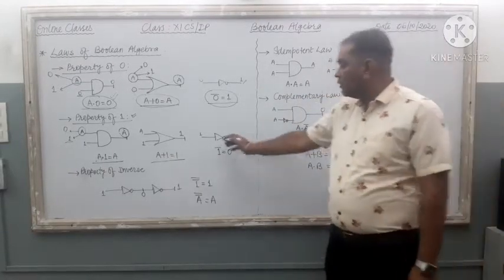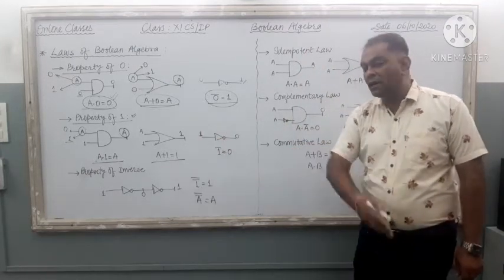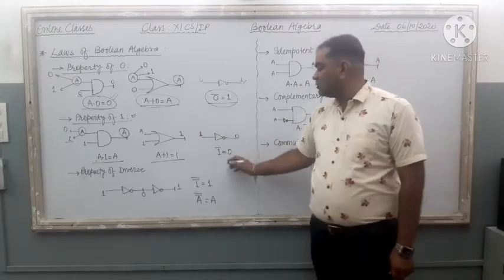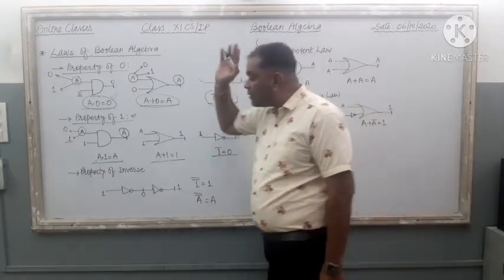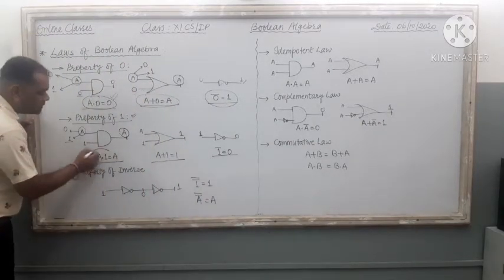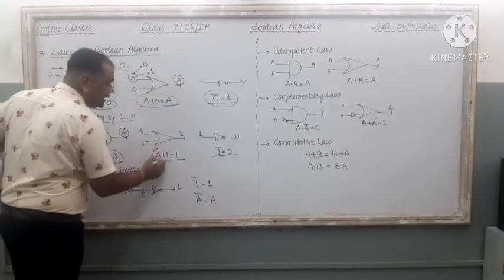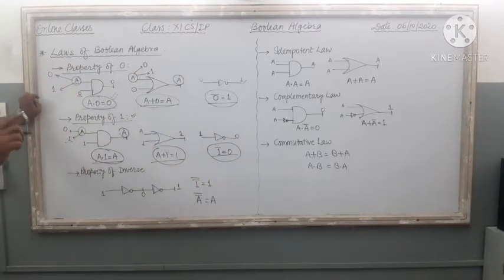Clear? Now, if we are going to supply 1 in the NOT gate, what will happen? Inverse of 1 means 0. So 1 bar equal to 0. Right? So these 6 different rules are here on the board. First one is property of 0. Second one is property of 1. You have to remember each and every rule so that you can solve the Boolean equation.